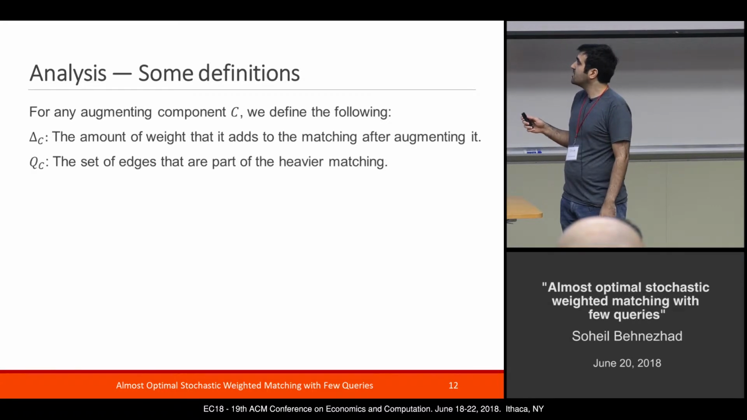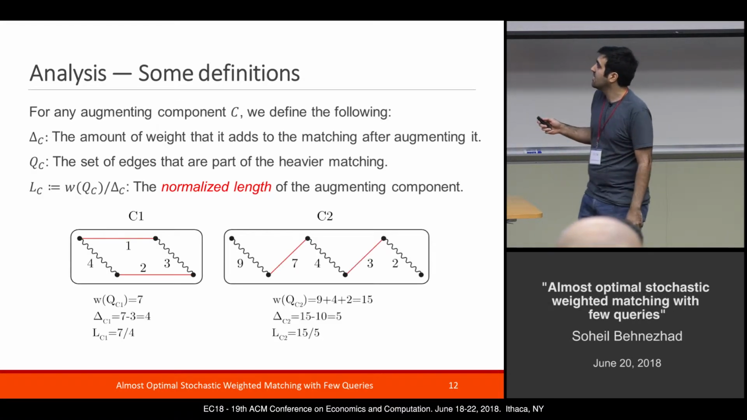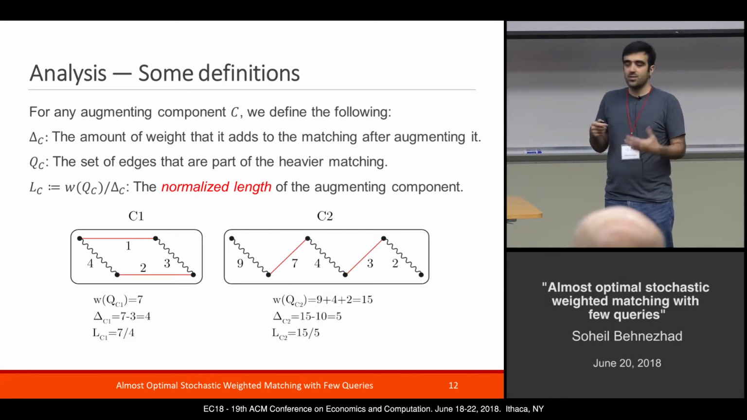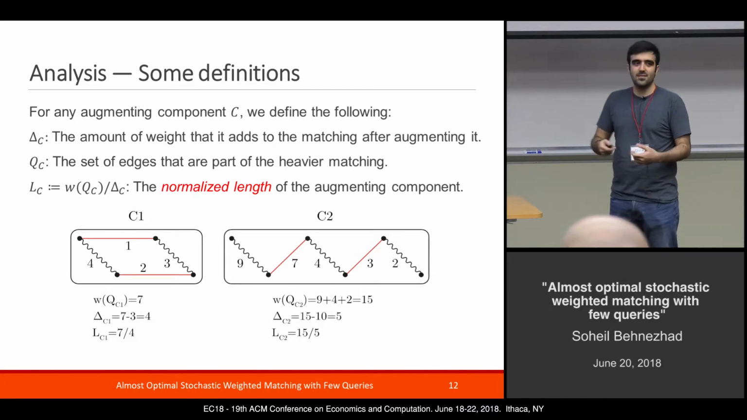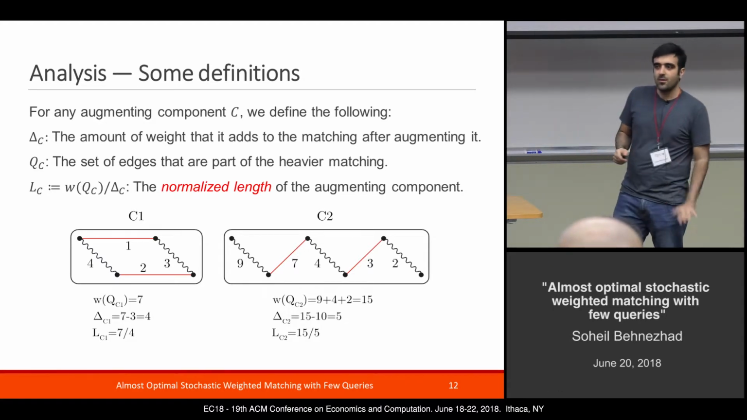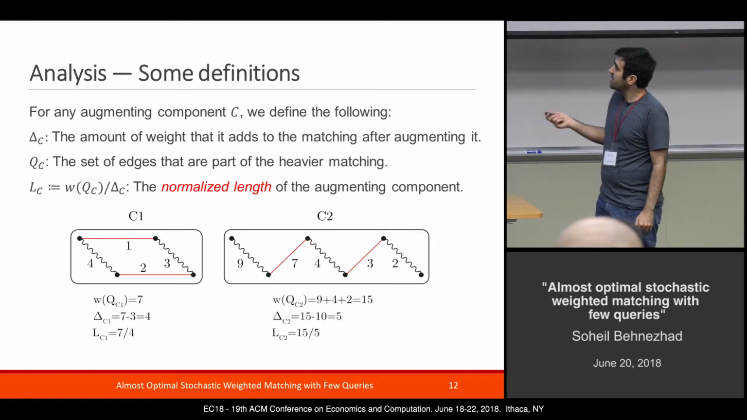And so what we do is to relax some assumptions. So we take two matchings. In weighted graphs, we don't necessarily have augmenting paths. We may have cycles that are augmenting, right? So we call them augmenting components.